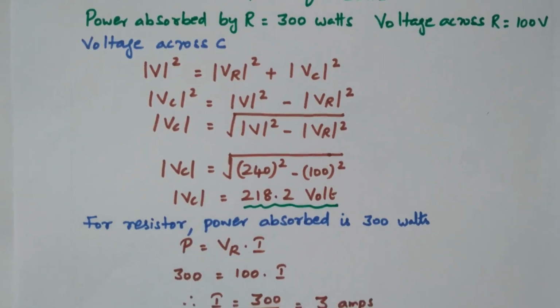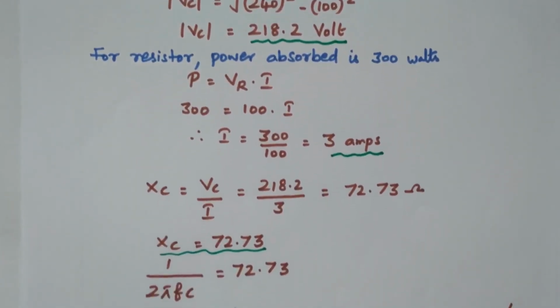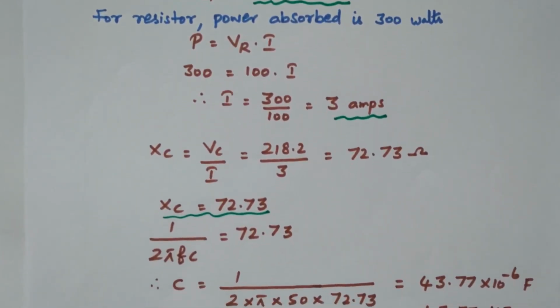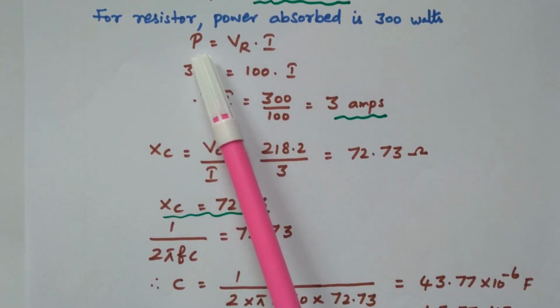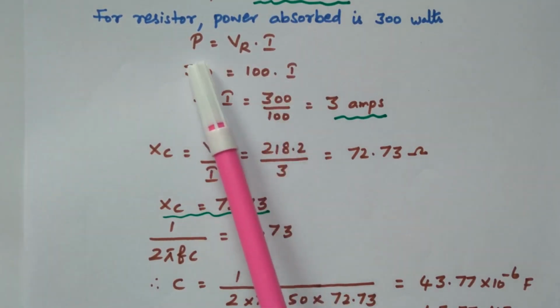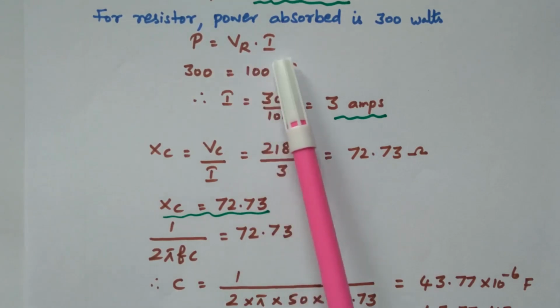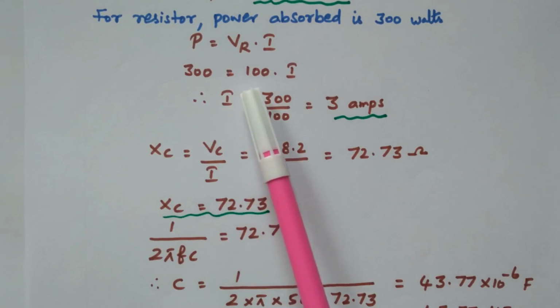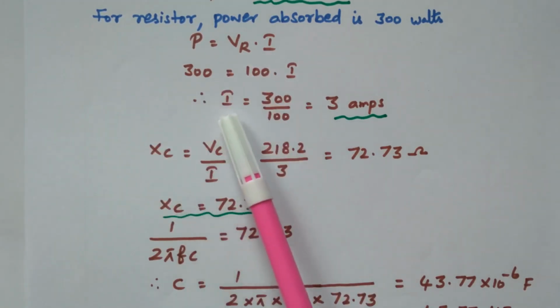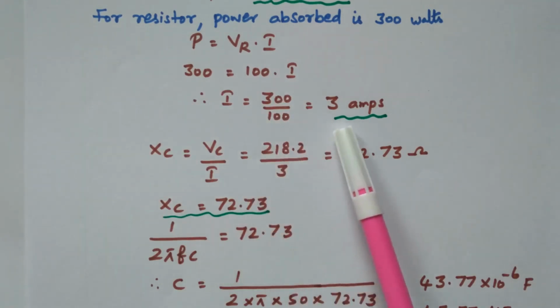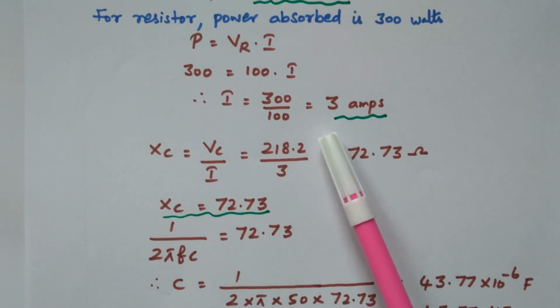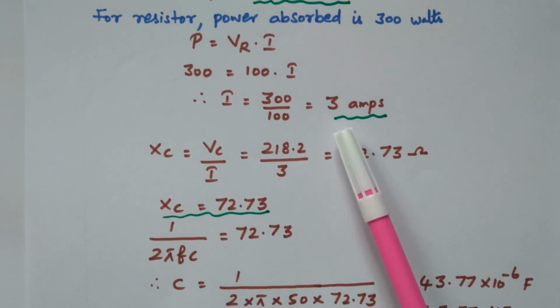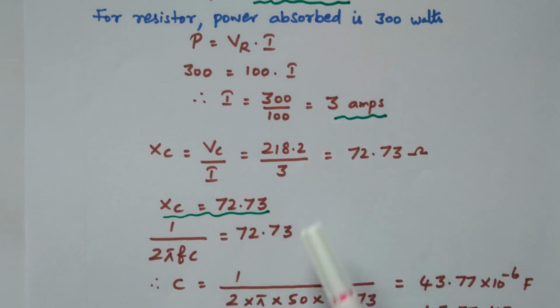Now we'll go to the power, because power is given. The power absorbed by the resistor is 300 watts, and power equals VR into I. The voltage across the resistor is 100, so 300 equals 100 into I. Bringing 100 to the denominator, I equals 300 by 100, which is 3 ampere. So the current is 3 ampere. Because it is a series circuit, the same 3 ampere flows through the capacitor as well as the resistor.